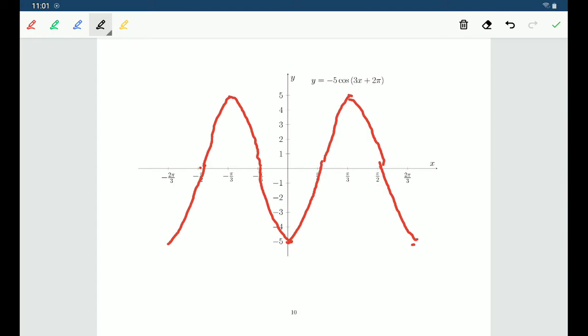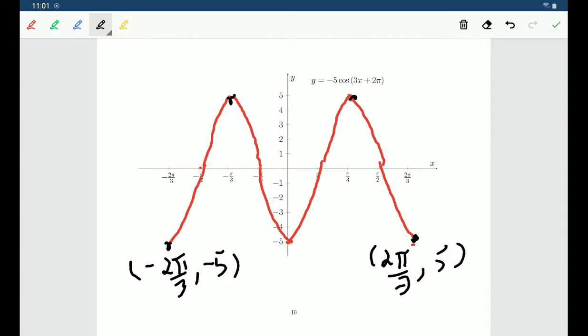And of course, I should be labeling these 4 points. So I'll do that over here, negative 2 pi over 3 with negative 5. This one is 2 pi over 3 with positive 5. This one is pi over, with negative 5, sorry. Try that again. That was 2 pi over 3 with negative 5, rather.